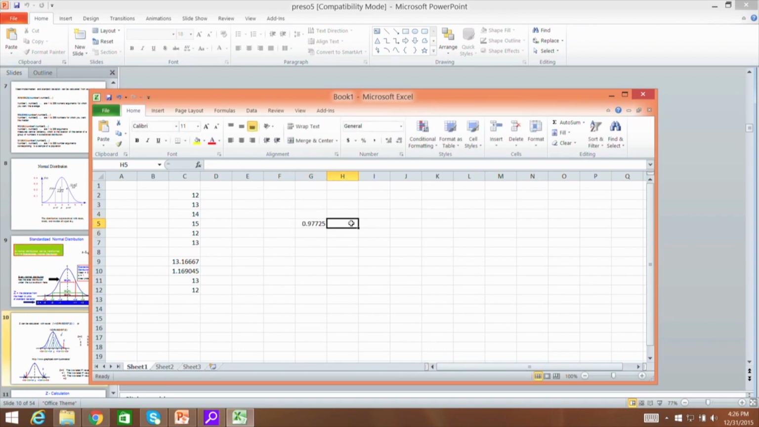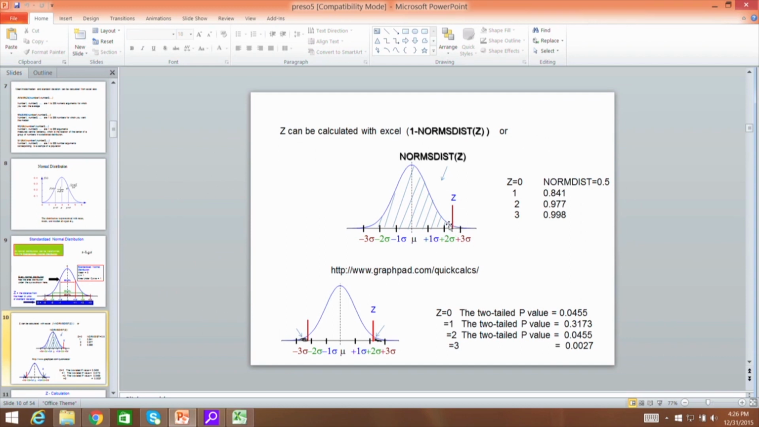For the remaining area on the right hand side, I put 1 minus this, that is equal to 0.02275. Similarly, when I put Z equal to 3, it gives me 0.998, that is this area. If you want to know what the area on the right hand side is, I say 1 minus this. So using Excel we can do this, and the command here is normsdist.